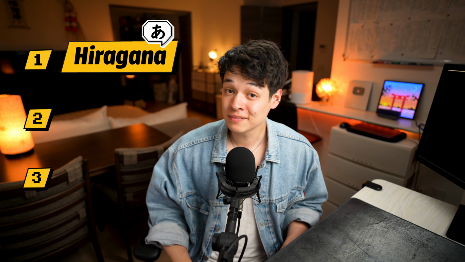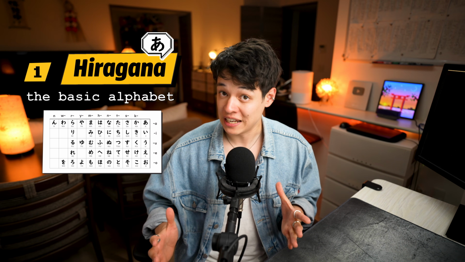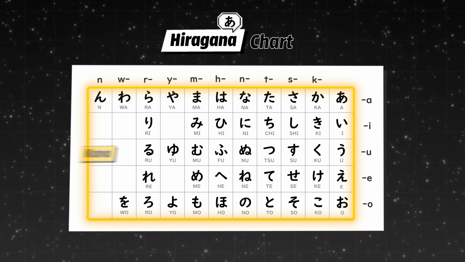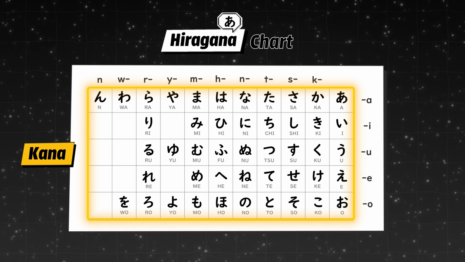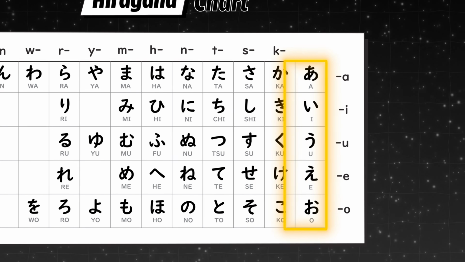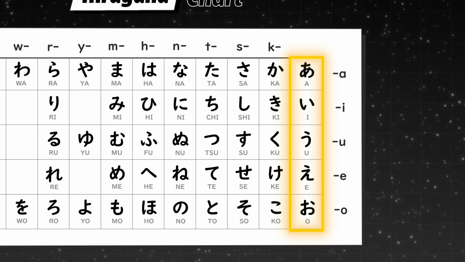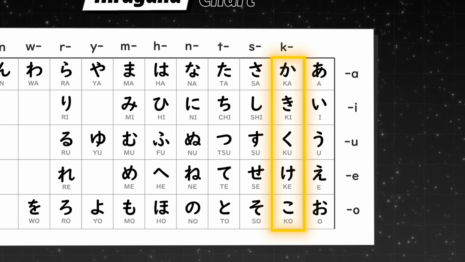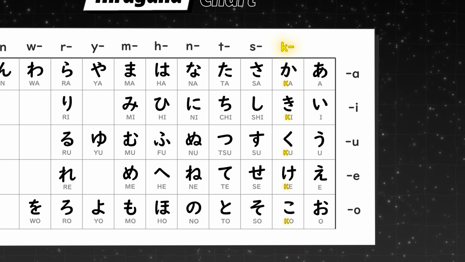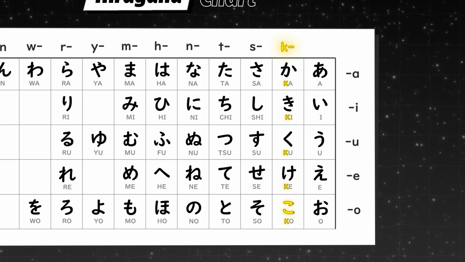There are 3 writing systems in Japanese: Hiragana, Katakana, and Kanji. Hiragana you can think of as being the basic alphabet in Japanese. There are 46 letters, or kana, each representing a unique sound. The first 5 kana are the 5 vowels in Japanese. A, I, U, E, O. Then as you move to the next column, it just adds a consonant to those vowels, like K. Ka, ki, ku, ke, ko.